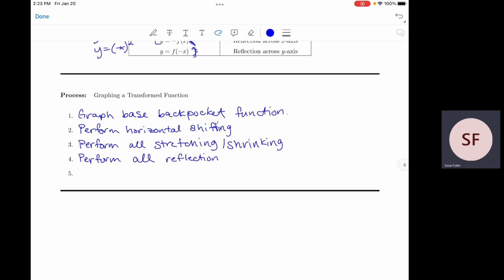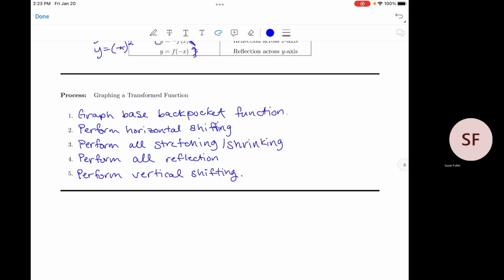Again, any reflections across X or across Y. If you have both, you can do them in any order, but you'll do them after any stretching or shrinking. And the very last thing that you're going to do is any vertical shifting. This is the one that you want to save for last. Sliding your graph up and down is the very last thing that you want to do. Big thing is that you do the horizontal shifting first and the vertical shifting last.